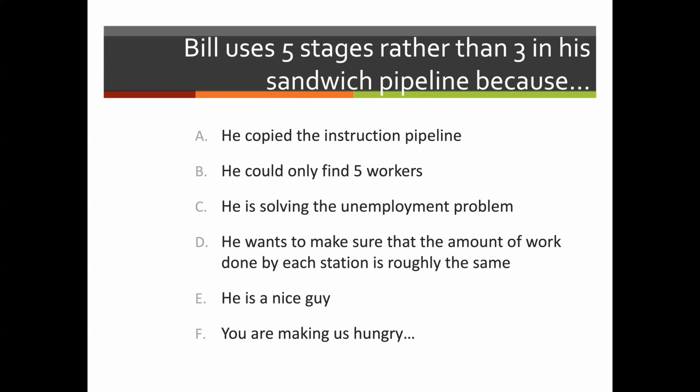And so why exactly does Bill use 5 stages rather than 3 in his sandwich pipeline? Is it because he copied the instruction pipeline? He only could find 5 workers. He's solving the unemployment problem. He wants to make sure that the amount of work done by each station is roughly the same. He's a nice guy. Or are you getting hungry? Well, of course, we can go with D. He wants to make sure that the amount of work done by each station is going to be roughly the same.